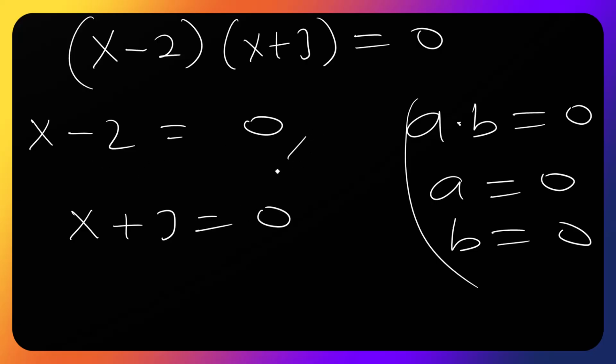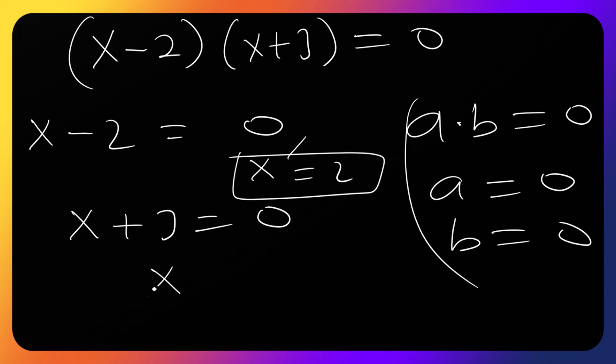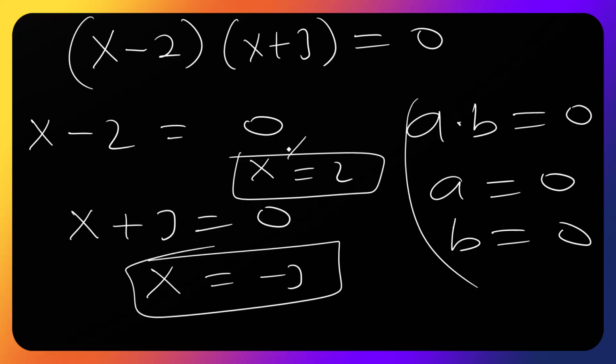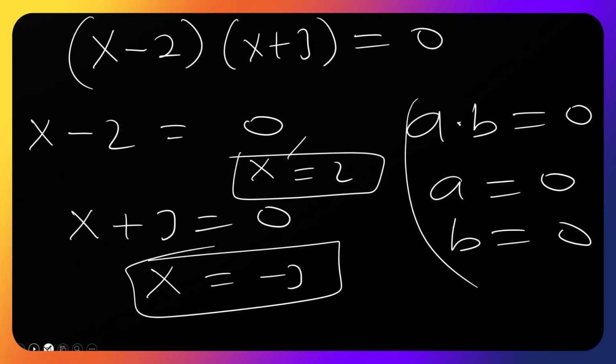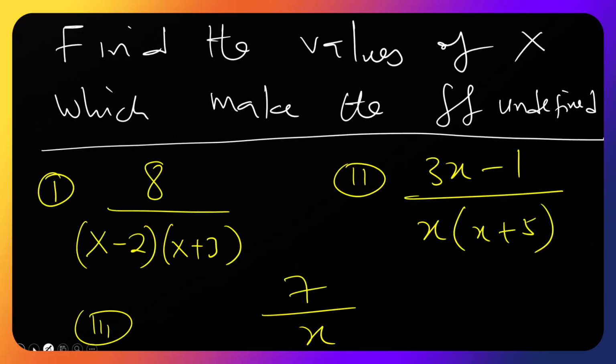So the first one will be x equals 2, then the second one will be x equals minus 3. So these values will make the first expression undefined, when x is 2 and when x is minus 3. Now let's verify. When x is 2, the first bracket will be 0, and 0 times the next bracket will be 0. So everything will be 0. Therefore, this one will be undefined.